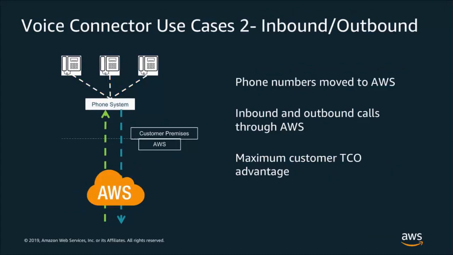The more advanced use case for Amazon Chime Voice Connector is to move both inbound and outbound calling to the service. In this case, numbers are actually moved to the service, in many cases ported, and both inbound and outbound calling goes through AWS. And this allows customers to achieve the maximum TCO advantage for the service. Now let's do a demo.